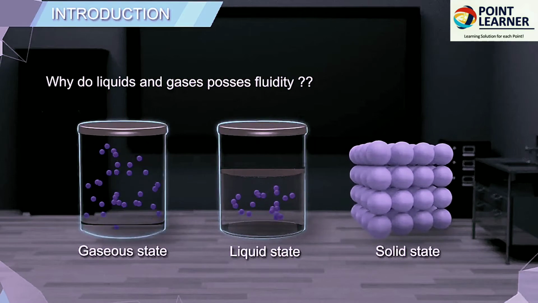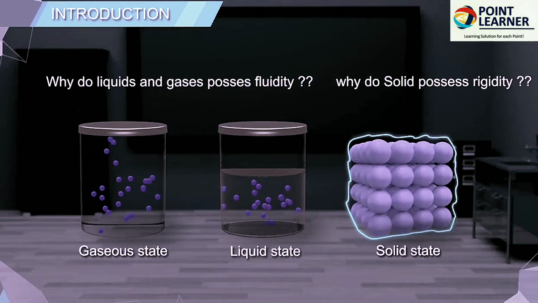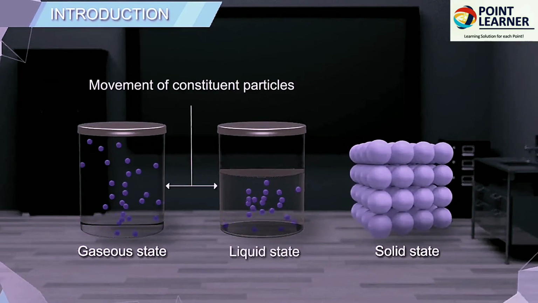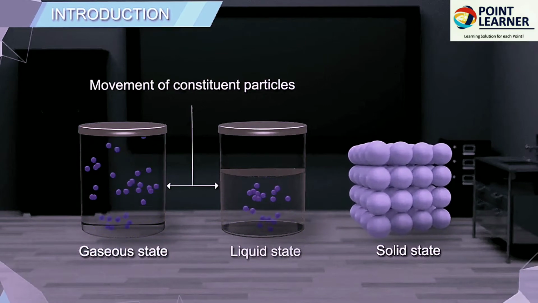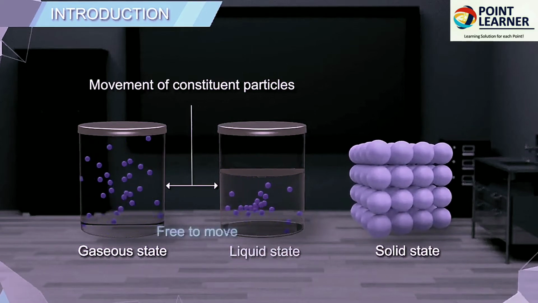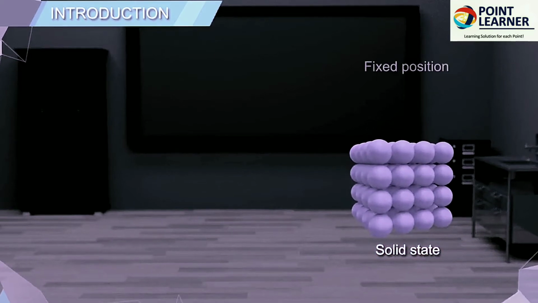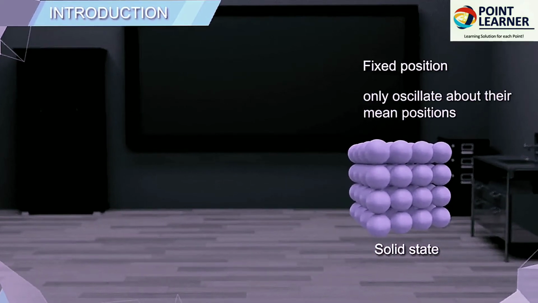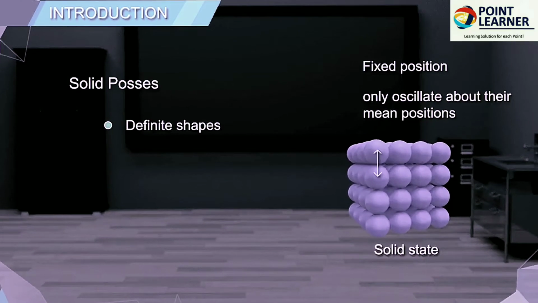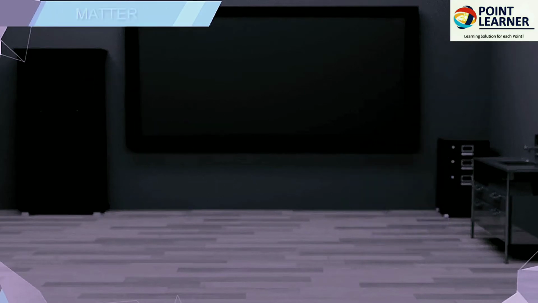Now the question is, why do liquids and gases possess fluidity whereas solids possess rigidity? The reason for fluidity of liquids and gases is the movement of constituent particles. In the gaseous state and liquid state, the constituent particles are free to move about, whereas in solids, the constituent particles have fixed positions and can only oscillate about their mean positions, and hence they possess definite shapes and volumes, which is nothing but rigidity.